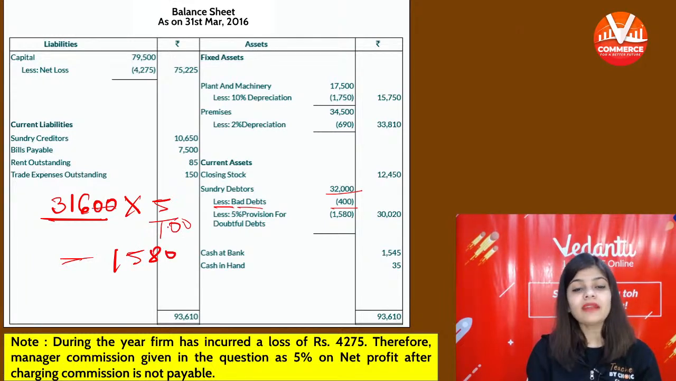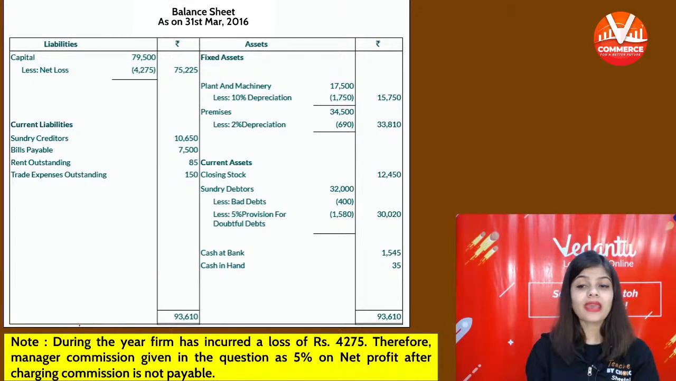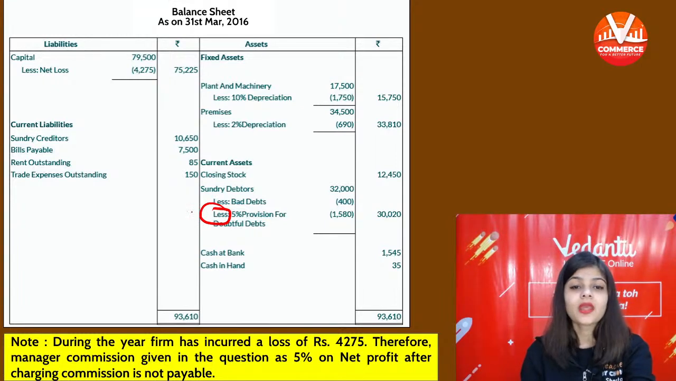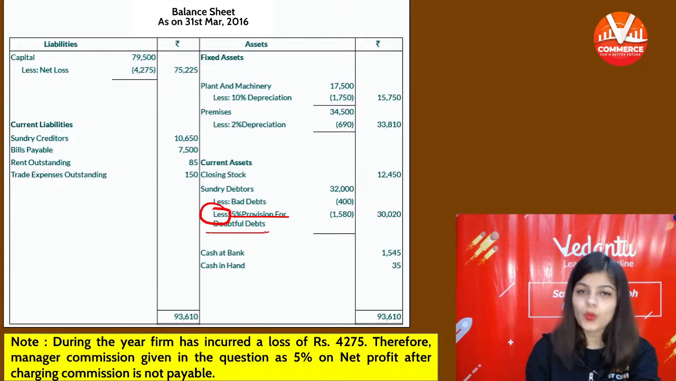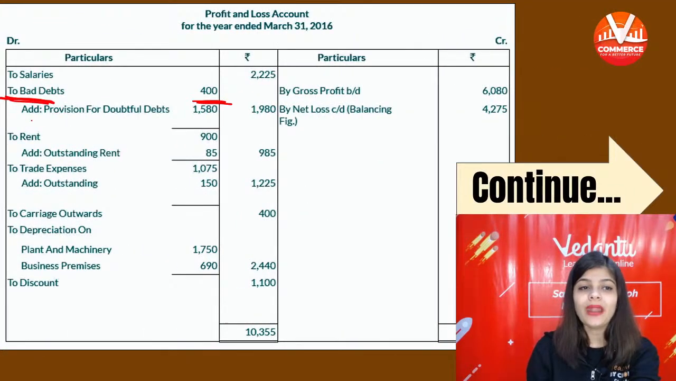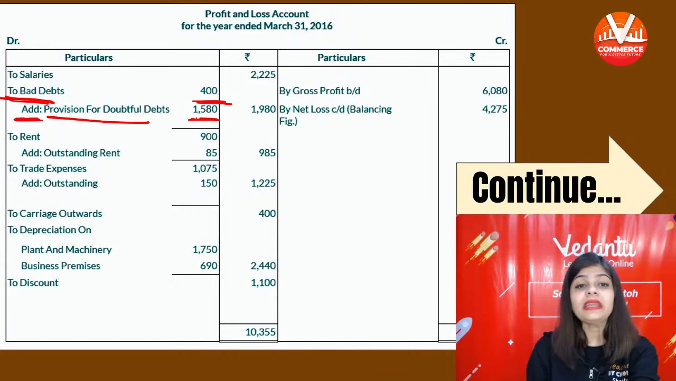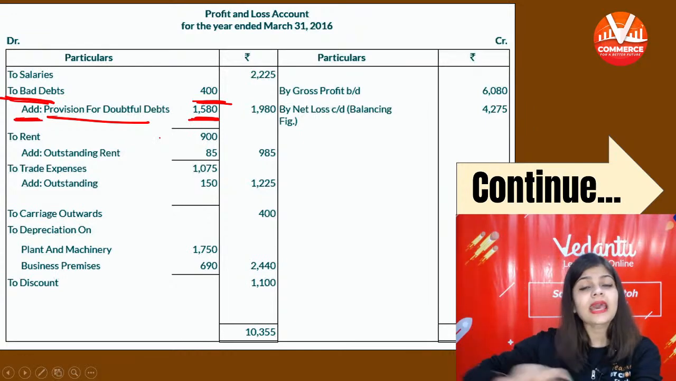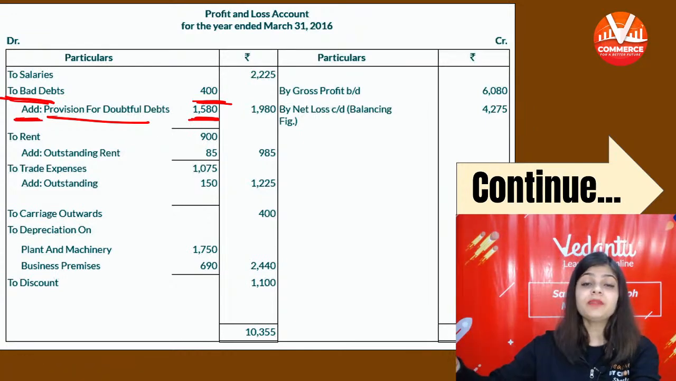So provision of 1580 rupees will be subtracted from debtors as less 5% provision for doubtful debt, and it will be added to the bad debt. Add provision for doubtful debt 1580 rupees. So P&L में add करना है bad debt में और balance sheet में minus करना है debtor से.